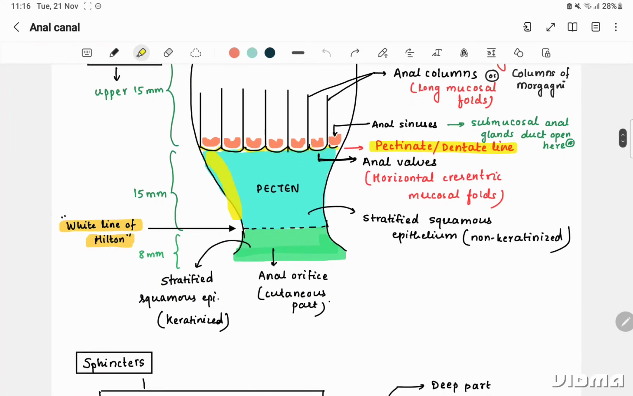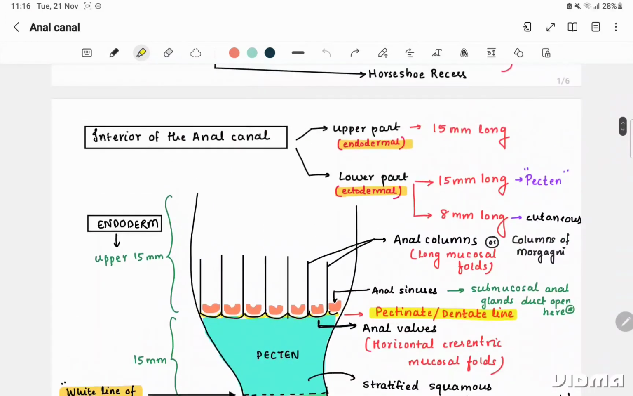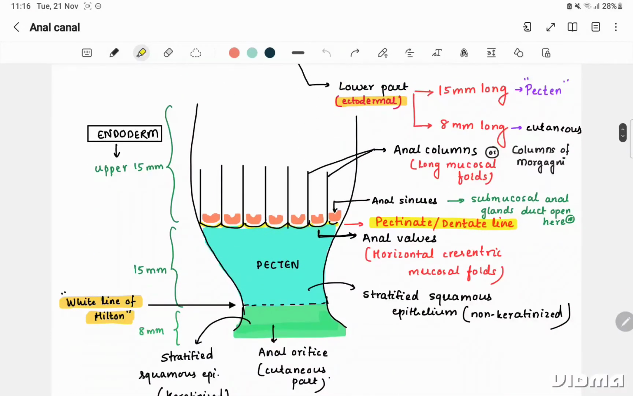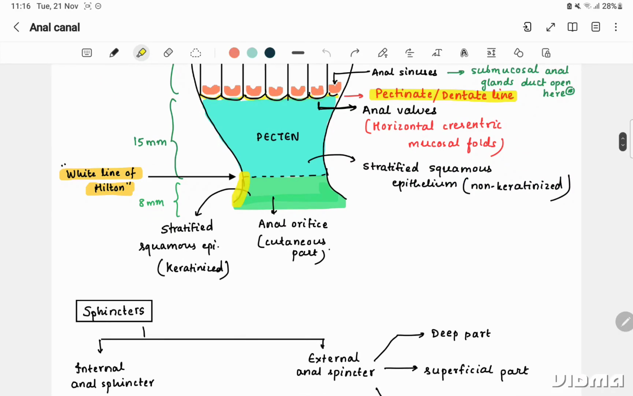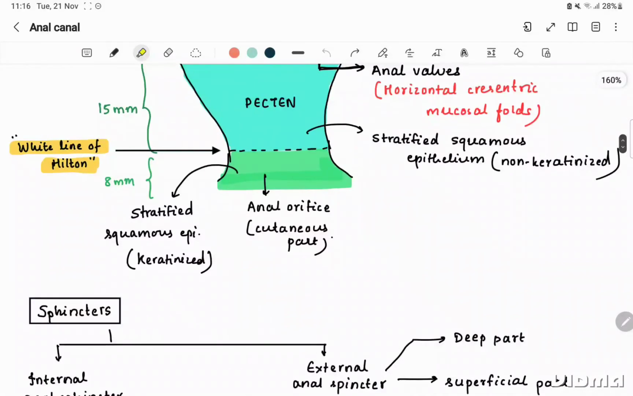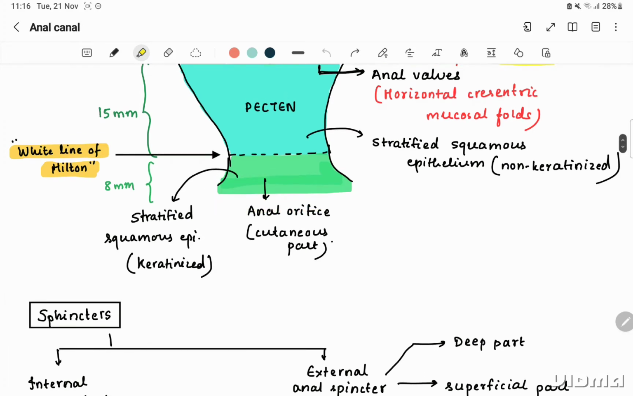And then we have the next part. This is the lower part, which is ectodermal, the 15 mm long pecten, which is covered by stratified non-keratinized squamous epithelium. And then we have the white line of Hilton. There is a white line of Hilton. So special names, you must remember the names. And then the stratified squamous epithelium which is keratinized. This part is a keratinized part. This is the lowermost part, and this is the anal orifice, which is cutaneous.